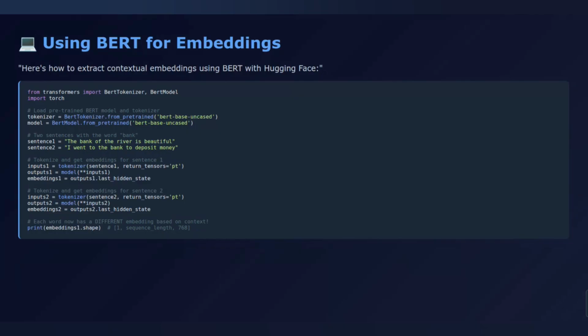What we get back is last hidden state. These are the contextual embeddings. Notice the shape. It's 1, sequence length, 768. That 768 is the embedding dimension for each word. The key point, the embedding for bank in sentence 1 is different from the embedding for bank in sentence 2. That's the power of contextual embeddings.